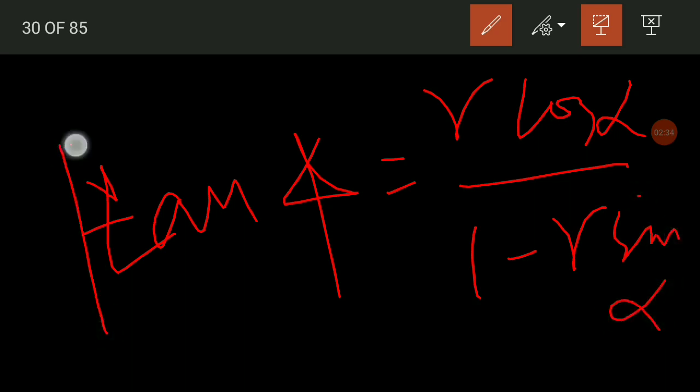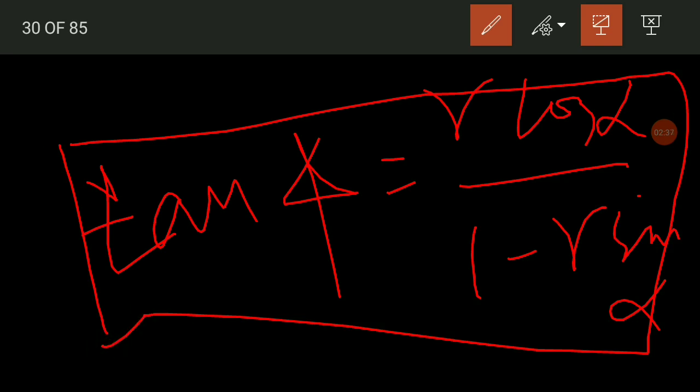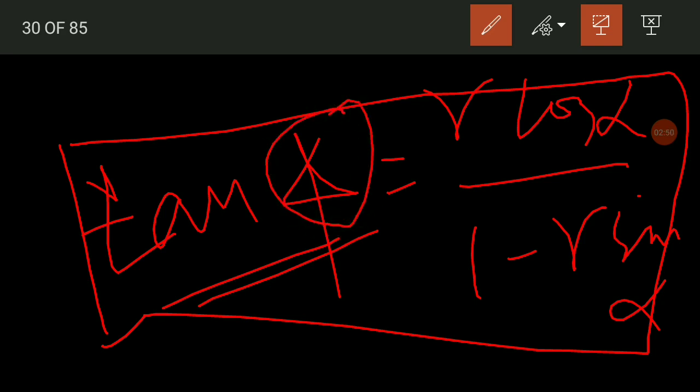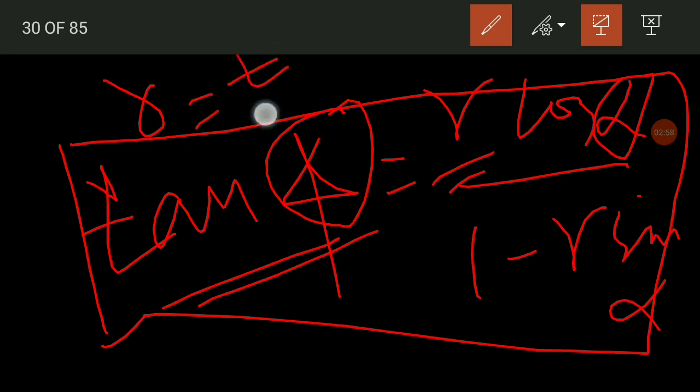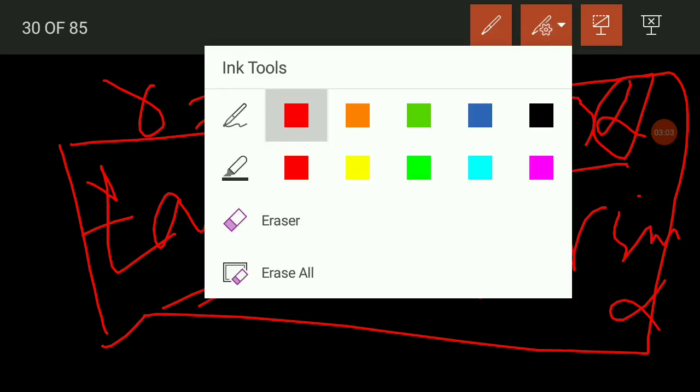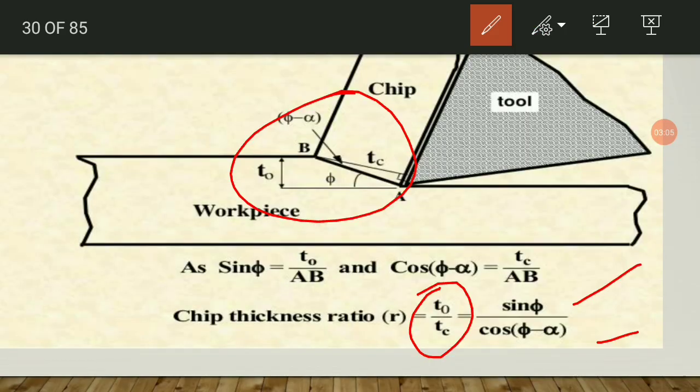So look, this one is a very important formula for your numerical purpose. Every year they are going to ask simple questions out of this particular formula. This is tan phi equal to r cos alpha by 1 minus r sin alpha, where phi is the shear angle, alpha is the rake angle, r is the chip thickness ratio, that is r equal to uncut by cut, T0 by Tc you can say. Okay, so you must keep in mind these things.